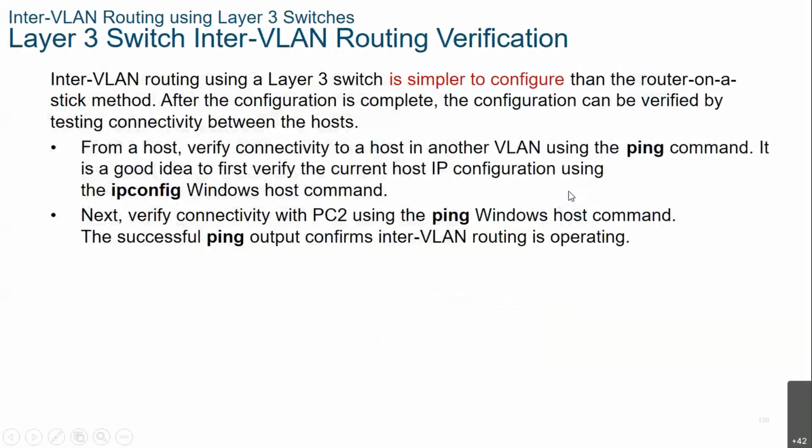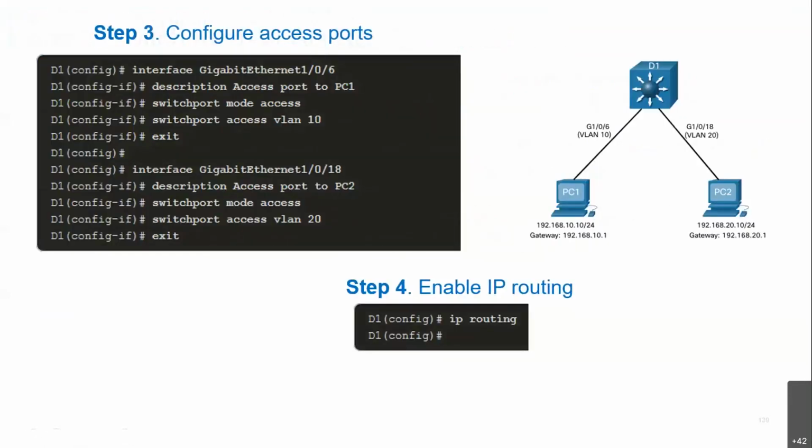So in the inter-VLAN routing switch, it is simpler to configure. Doctor, I have a question. Yeah. Go back to the previous slide. If I put a layer 2 switch between the PC and the layer 3 switch, will the link between the layer 2 switch and layer 3 switch be trunk or access?